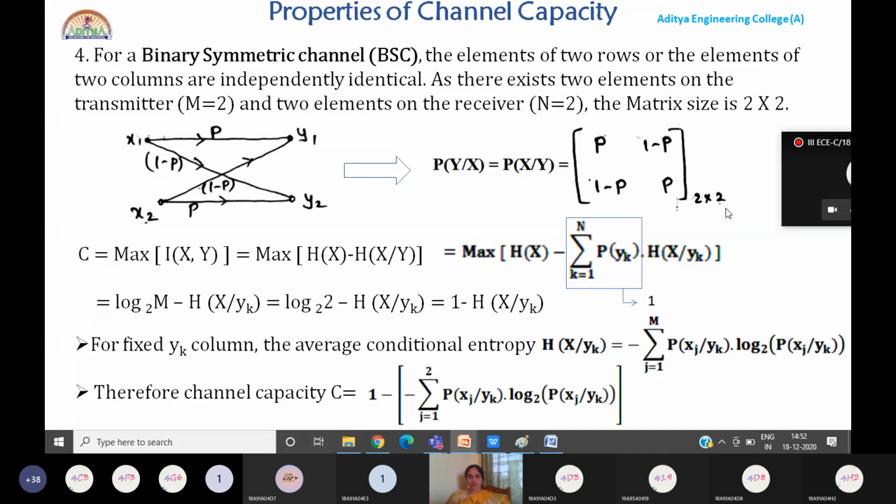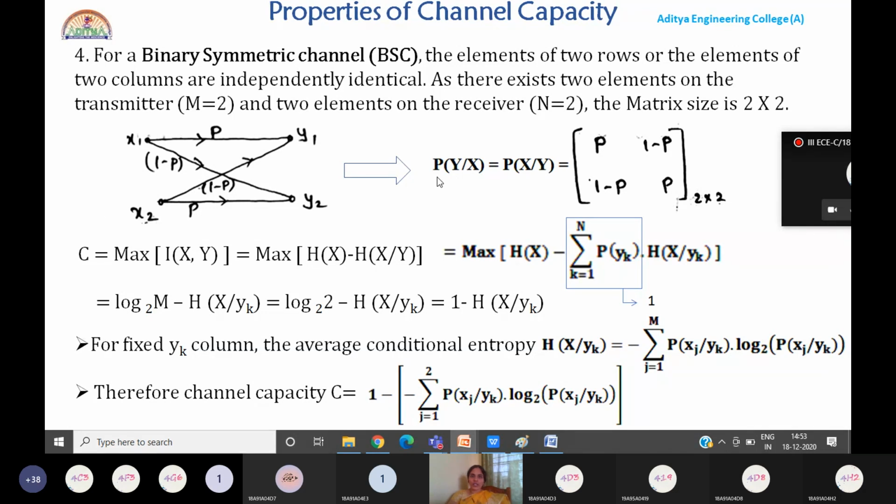So it is of size 2 by 2. So P of Y by X is equal to P of X by Y is equal to, I mentioned the corresponding elements. First element is X1 Y1, first row second element is X1 Y2, second row first element is X2 Y1, and second row second element is X2 Y2, that is P. I think you understood the way of representing the matrix using the channel. So this is a channel given to you, and using this channel you should construct the matrix.